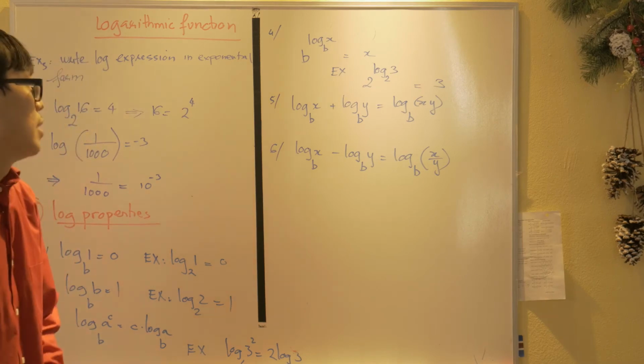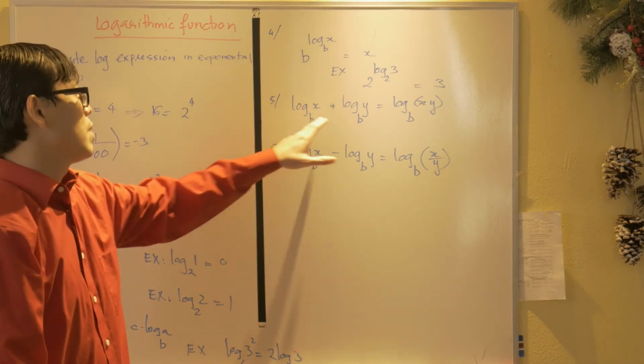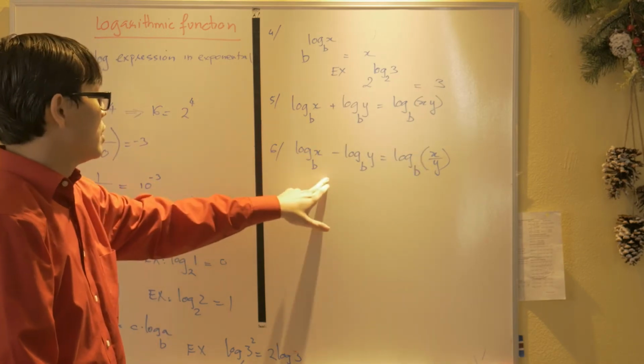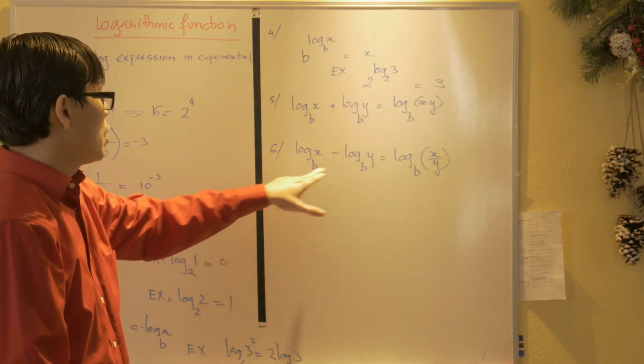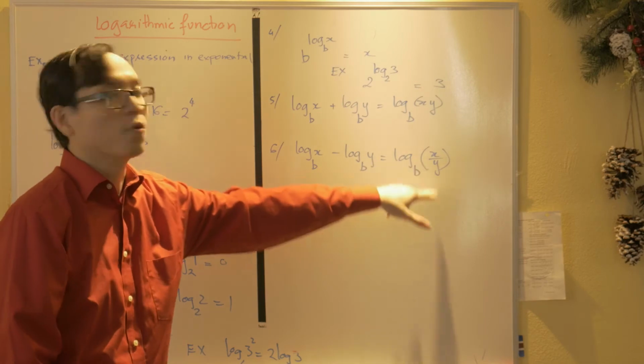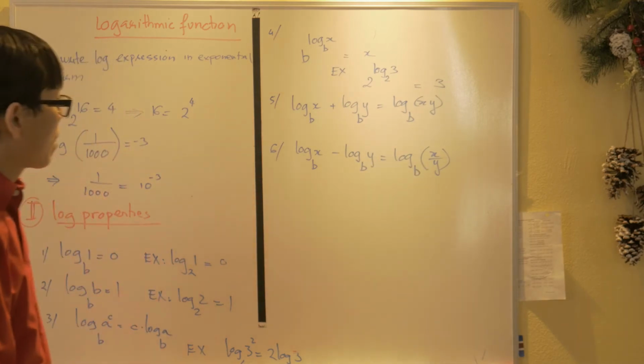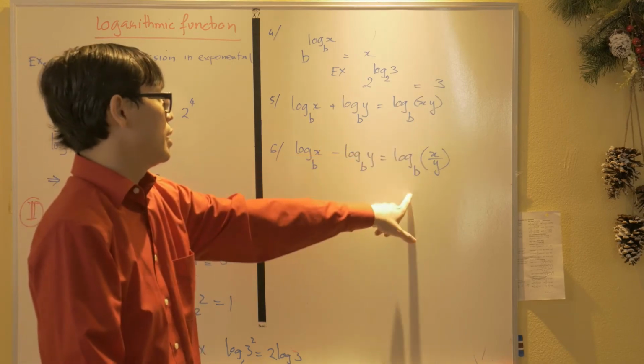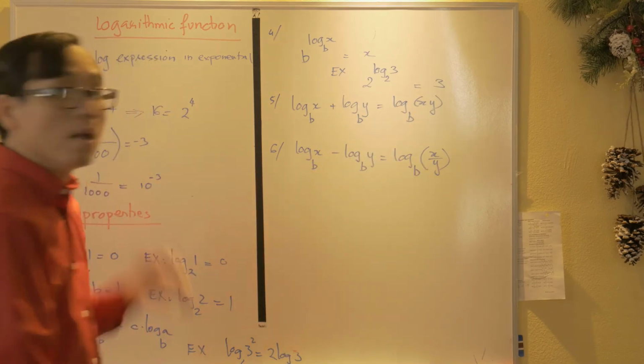This is how I learn it. Sum of the logs is the log of the product. Difference of two logs is the log of the quotient. So remember, the base must be the same in order to combine them like this.